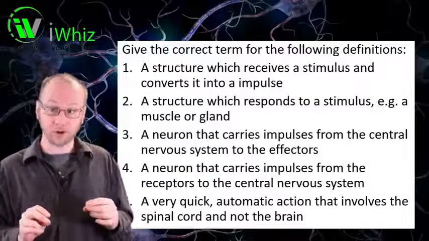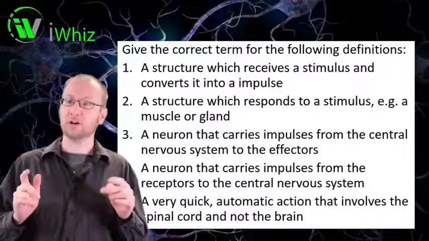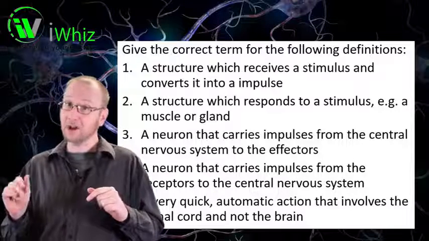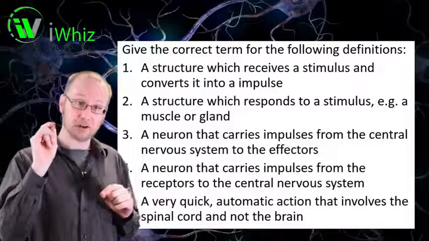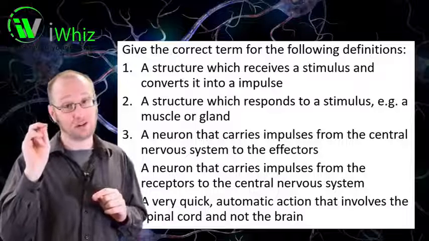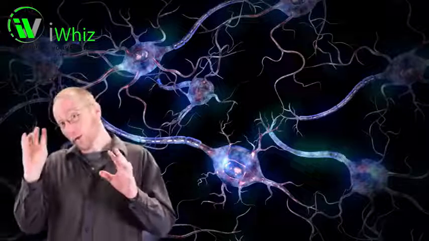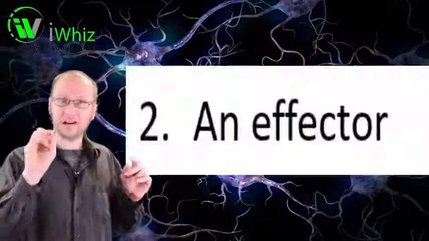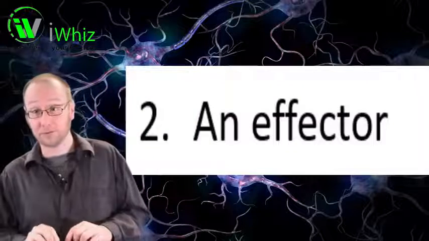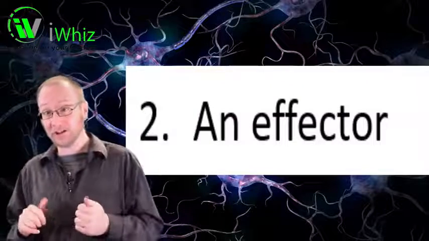Number 2 then, a structure which responds to a stimulus, for example, a muscle or a gland. Again, I'm going to give you a couple of seconds just to see if you can get the answer yourself. Hopefully you said an effector or an effector organ. If you got that, well done. A structure which responds to a stimulus, for example a muscle or a gland, is an effector.